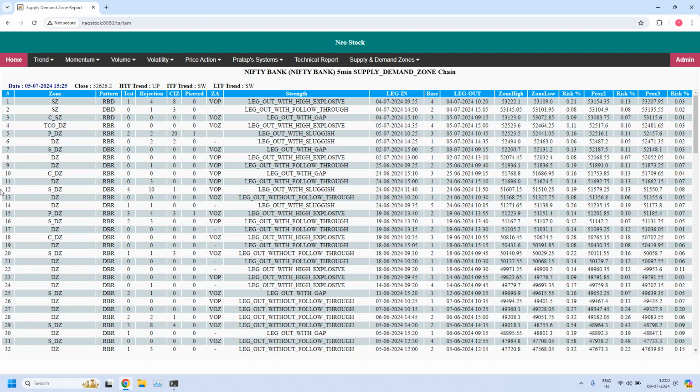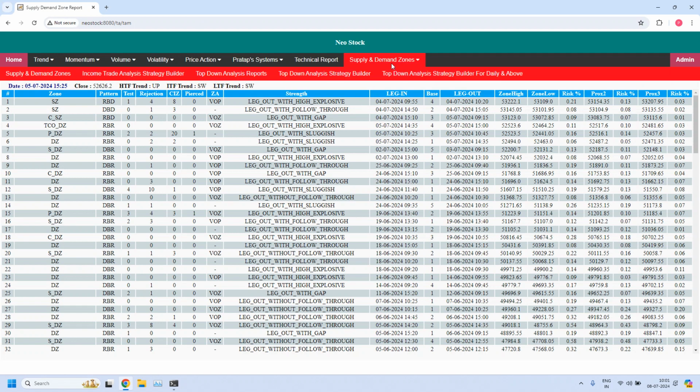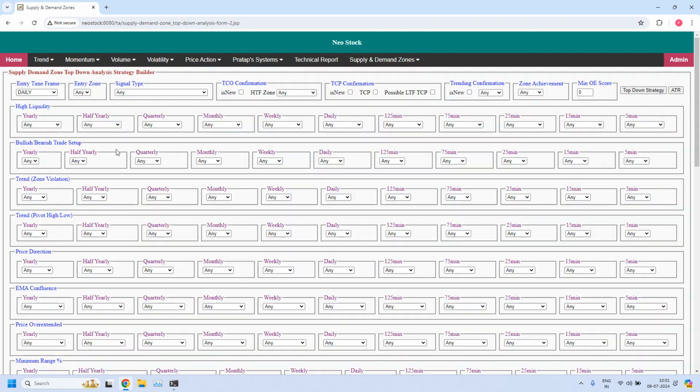So this is about Nifty and Bank Nifty supply demand zone chain. Now I will generate bullish and bearish trade setups for different time frames. Let me start with the bullish trade setup for monthly income trade. So monthly income trade entry time frame is daily.